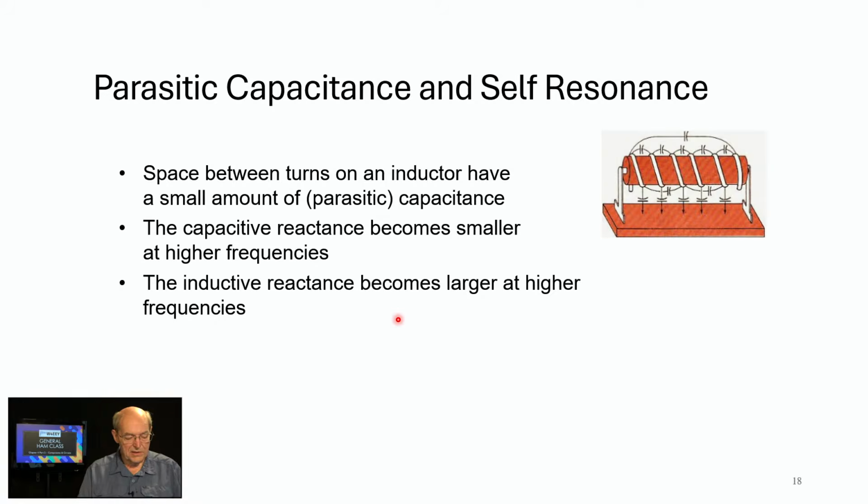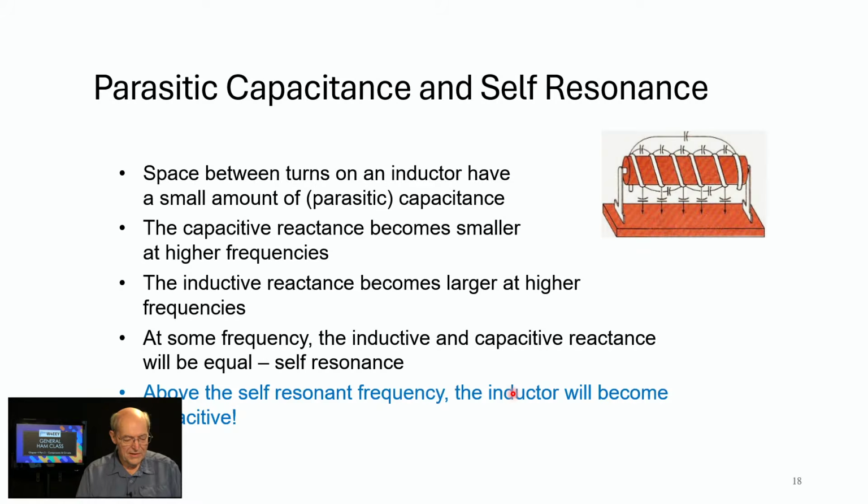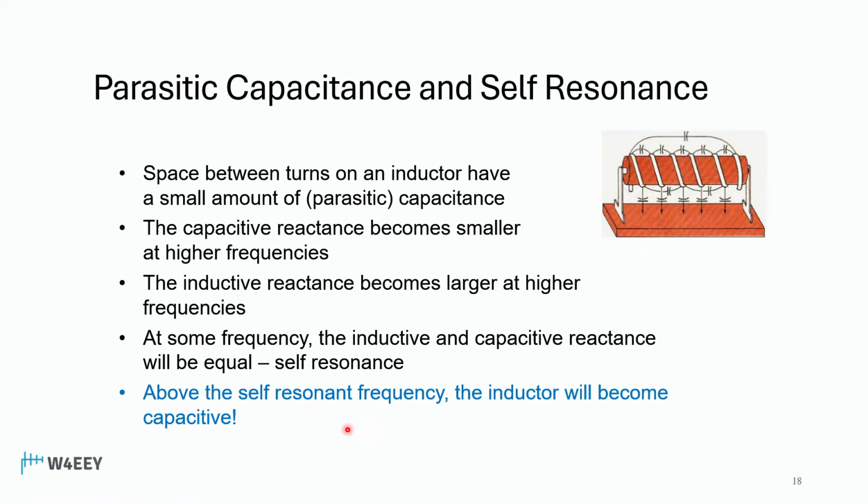Inductive reactance becomes larger at higher frequencies. At some point, you can imagine that they're going to cross. At some frequency, the inductive and capacitive reactance will be equal. This is the point of self-resonance. All right, watch what happens next. Above the self-resonant frequency, the inductor will become capacitive. So yikes is right. We thought we were dealing with a coil here, and above this self-resonant frequency, this thing we thought was a coil becomes a capacitor.